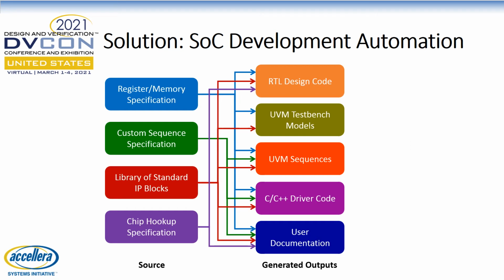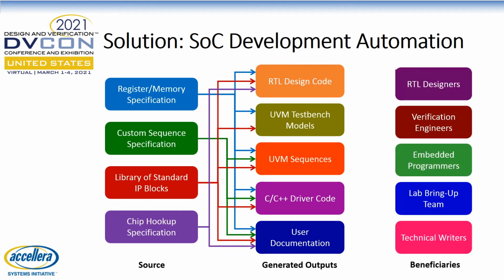Now, who benefits from this automated flow? Everyone on the project. Every project team benefits from this approach. The RTL design code, of course, goes to the RTL designers. In addition to the portions of the chip they're hand coding, they now have big portions of the chip that are being automatically generated for them. Of course, the verification engineers are taking all this RTL code and verifying it, making sure that it matches the specification. They also receive the test bench models and the programming sequences for running in simulation.